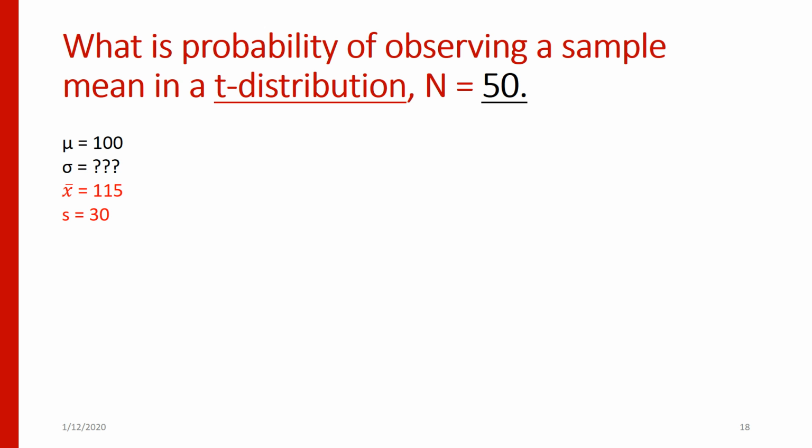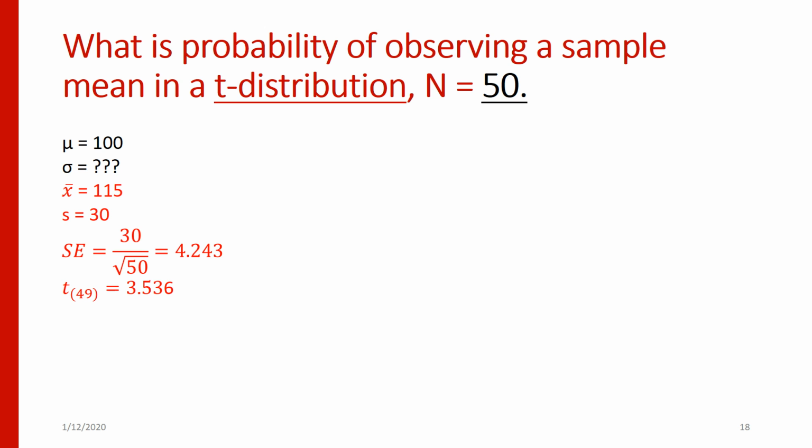Now, let's turn our attention to a case where we have a sample size of n equals 50. Okay, so again, we're going to have a mean score of 100. We're going to assume that sigma is not known. We observed a sample mean of 115, but now we have a standard deviation of 30. So we're going to calculate our standard error and our t-value in exactly the same way, right?